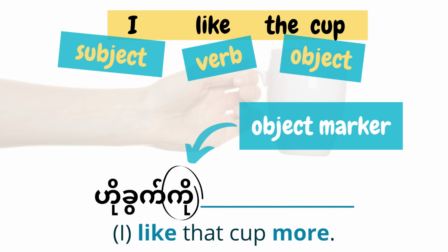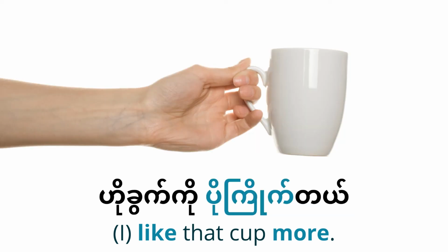Ho kwe go. And yes, you guessed it, po jaite. Ho kwe go po jaite. You say it. Ho kwe go po jaite. Oh, and once again, the Myanmar pronoun for I isn't necessary to include in this sentence if it's obvious to everyone that it's you liking the cup.